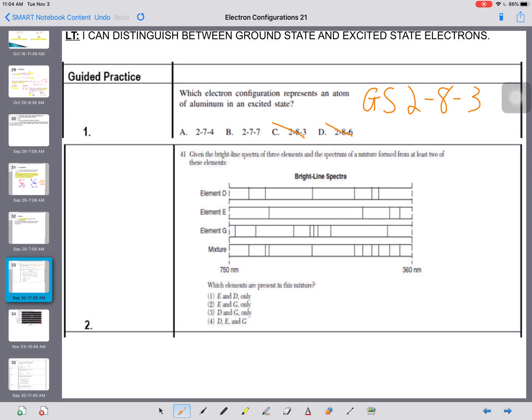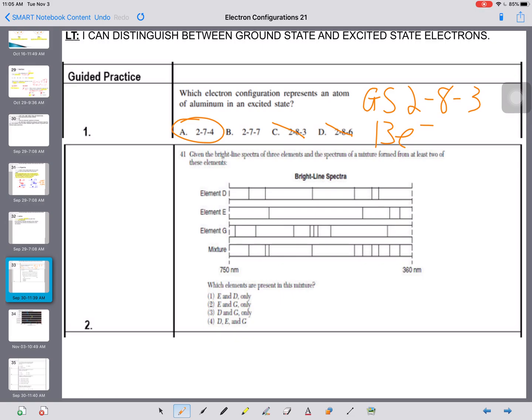Now, you might already see that one of the electrons left the second shell and went into the third shell. So the second shell went down 1 and the third shell went up 1. Another way you could identify which one is aluminum is by counting up the total number of electrons. Aluminum has 13 electrons. So for A, 2 plus 7 plus 4 is 13. So it would be A.